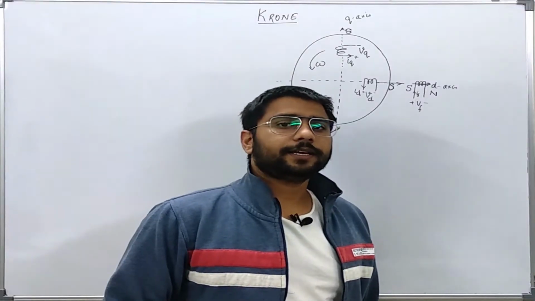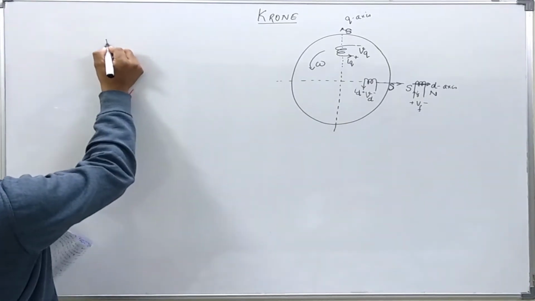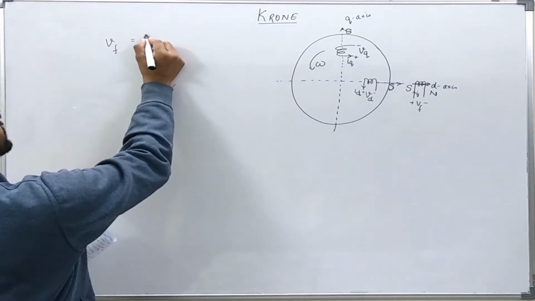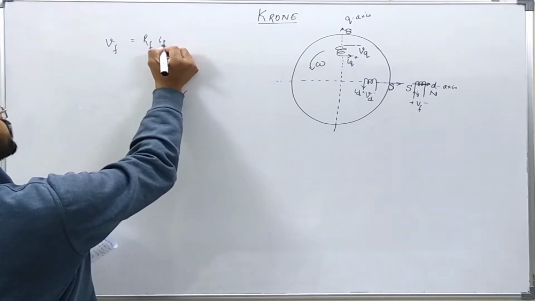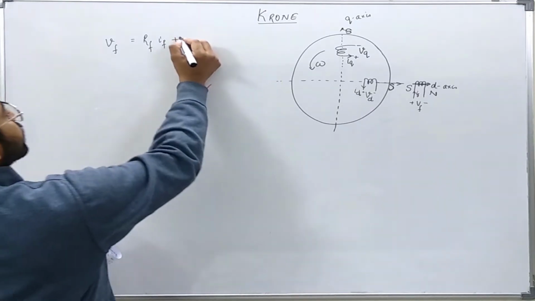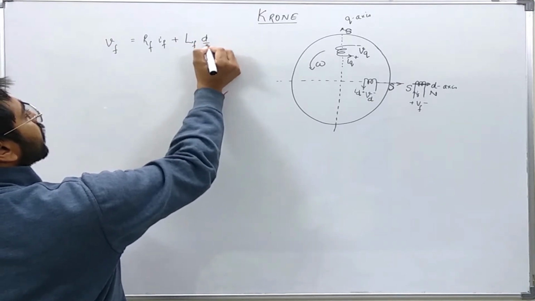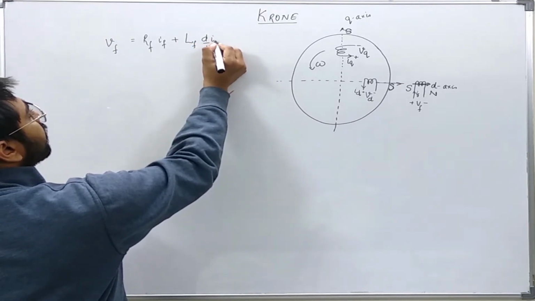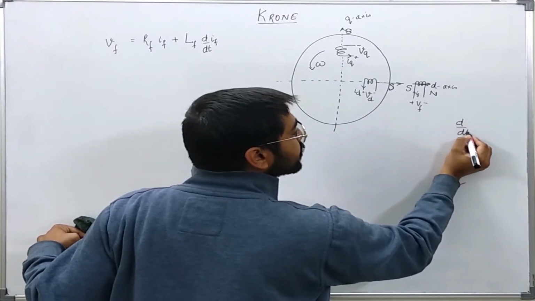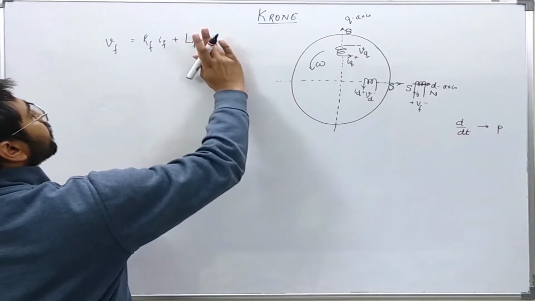Now let us write the equations for the various voltages. The applied voltage Vf can be easily written as the resistance of the field winding times the current in the field winding, plus the inductance of the field winding times d by dt of the field winding current. In writing these equations, I will write d by dt as the operator P. So I will write it as P here.